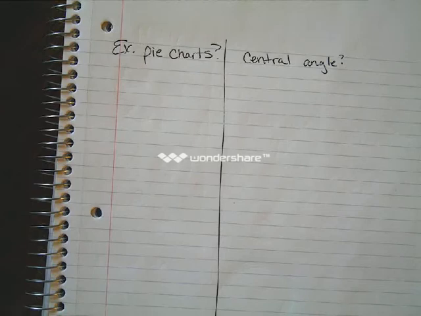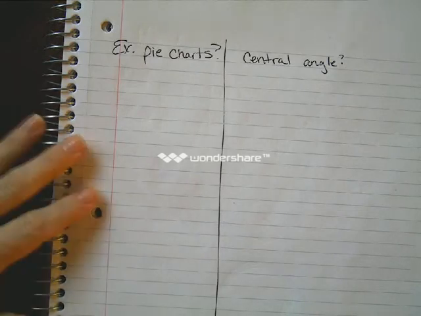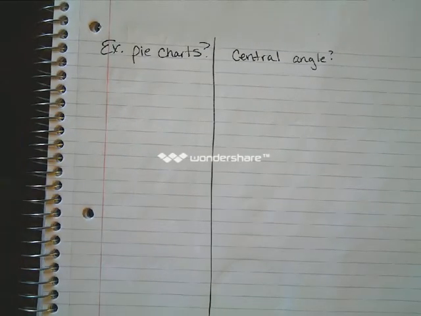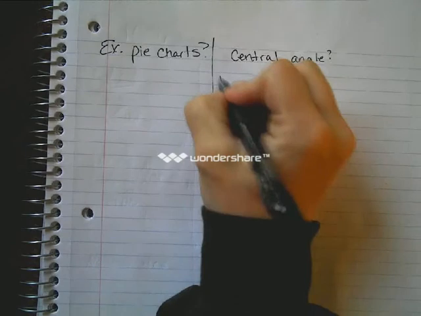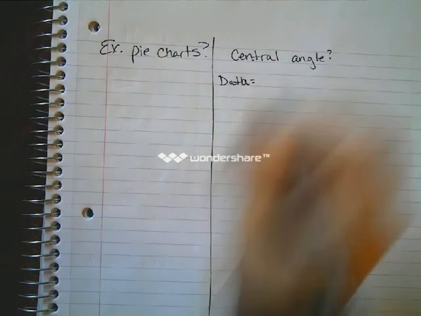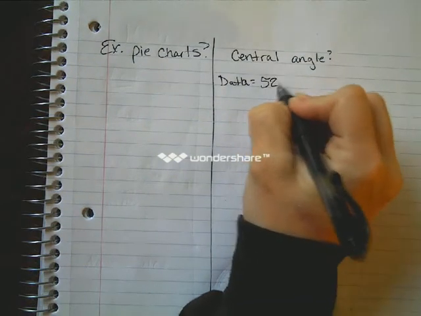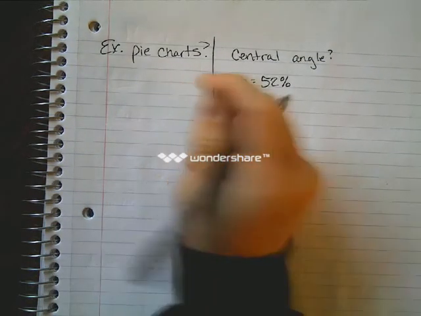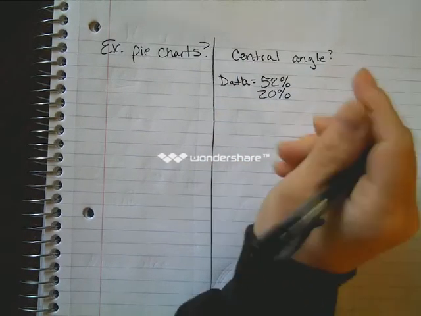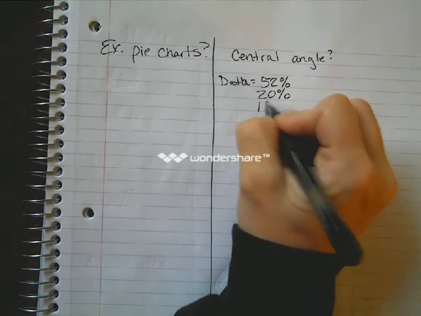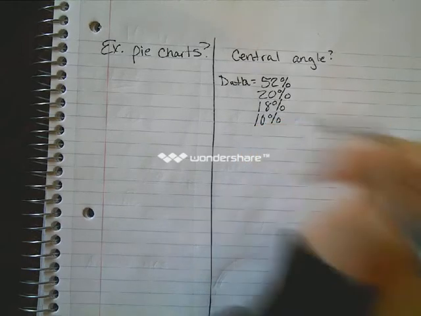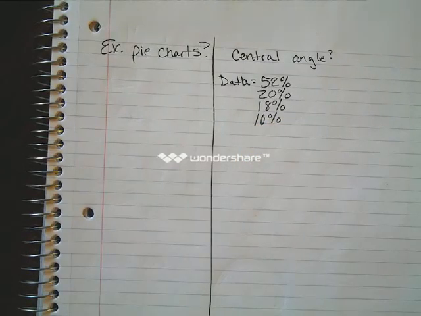Let's say your data says 52% of something. This could be types of food you eat or something. Color of hair, I don't know. 20% have some other kind of trait. 18% and 10%. Let's say this is the data you've collected and you want to create a pie chart. Let's just take one of these. Okay, let's just take this one. If we need to know how big of a wedge of the circle that should be, so we need to find the central angle. So on this one we're going to find the central angle.